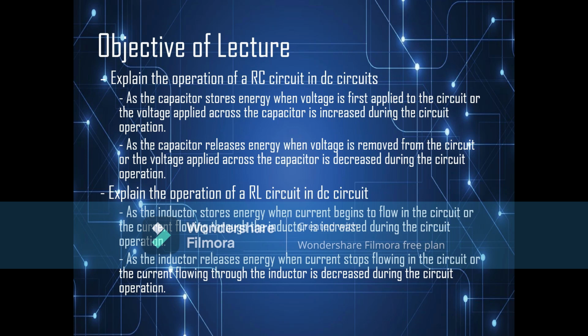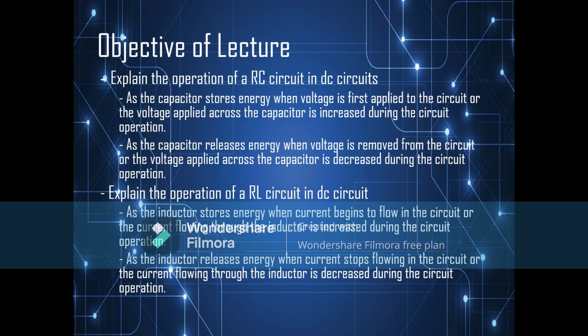The capacitor stores energy when voltage is first applied to the circuit, or the voltage applied across the capacitor is increased during the circuit operation. The capacitor releases energy when voltage is removed from the circuit, or the voltage applied across the capacitor is decreased during the circuit operation.